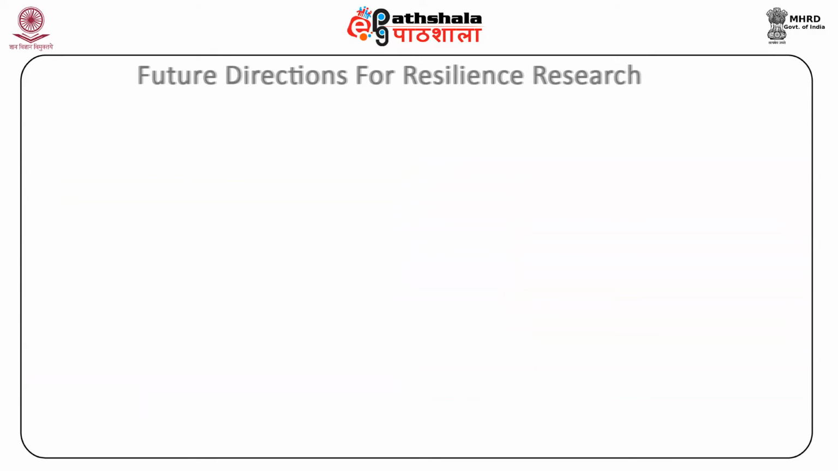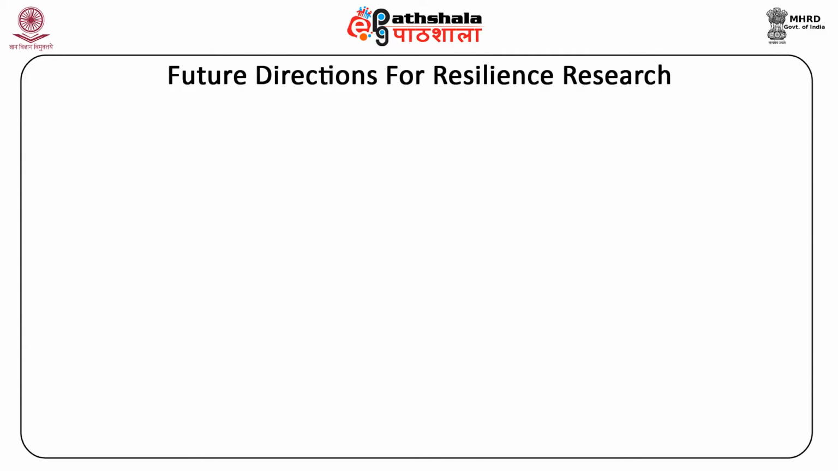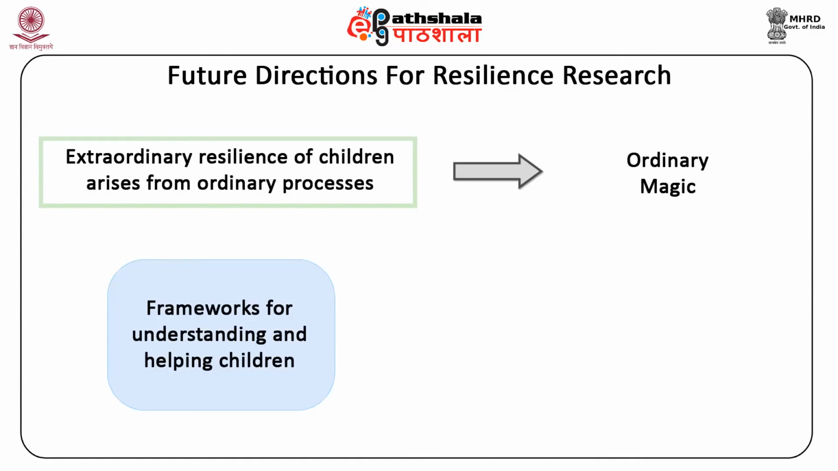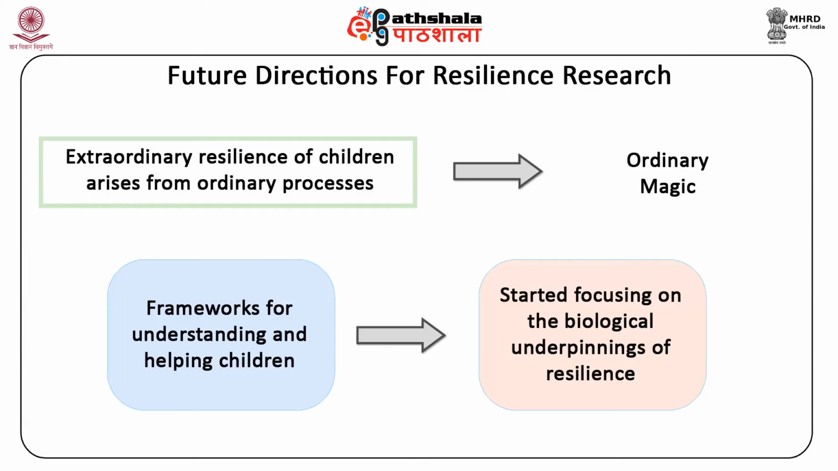One of the most important conclusions arising from resilience research is that extraordinary resilience of children arises from ordinary processes known as ordinary magic. There has been a tremendous change in the frameworks for understanding and helping children at risk. Many researchers have also started focusing on the biological underpinnings of resilience.